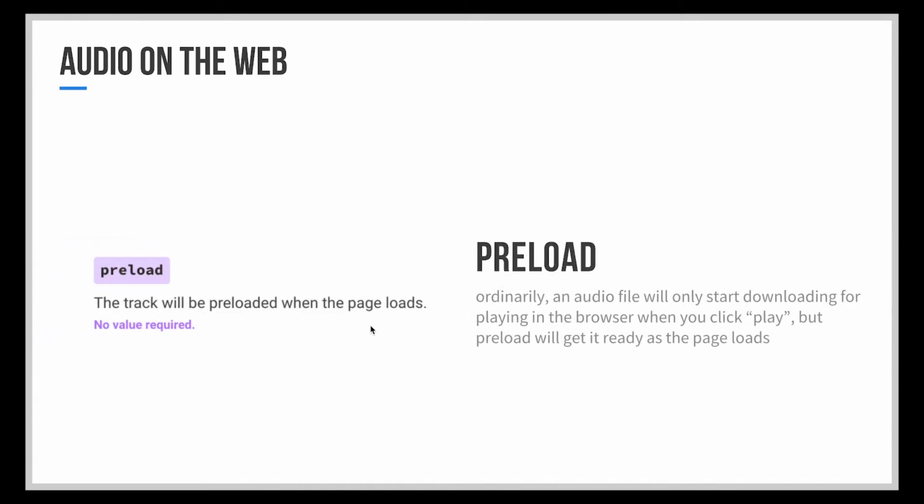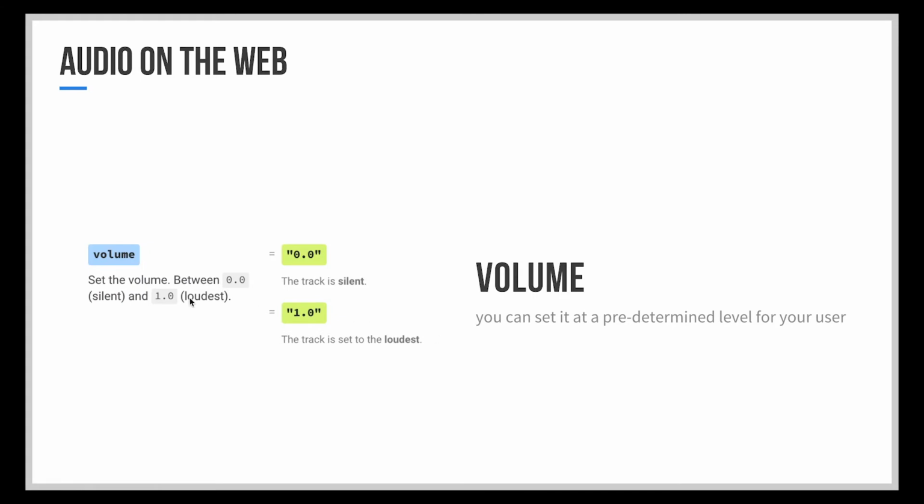Preload. Ordinarily, an audio file will only start to download once you click play. But if you include the preload attribute, then it gets preloaded and it'll be ready for when you click play as the page loads. Volume is another attribute you can use, anywhere from 0 to 1. You can set a predetermined level for your user. 0 is silent, 1 is the loudest.